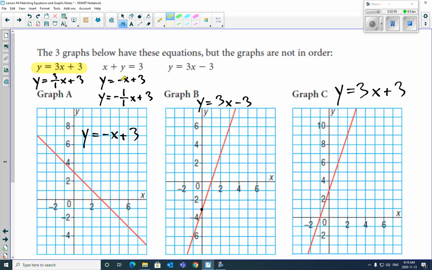What's in front of that? What's between the negative and in front of the x? Well, there's a 1, so it's negative 1 over 1. I'm writing that in because that'll help us when we graph this. And the last one, y equals 3x minus 3. Well, that one's already done for you.